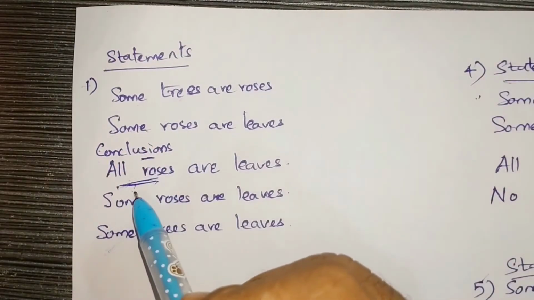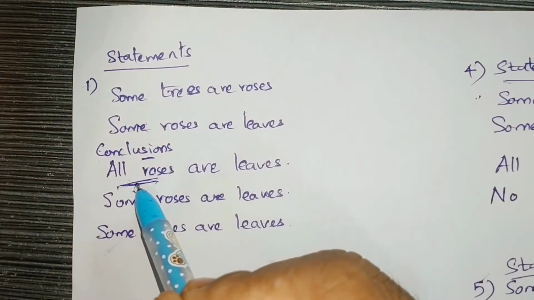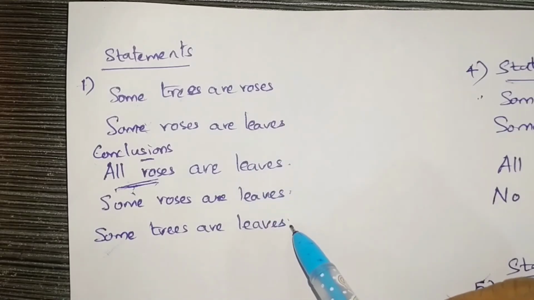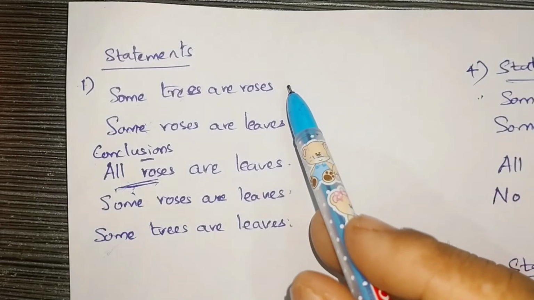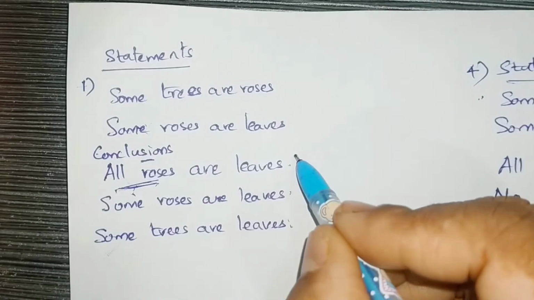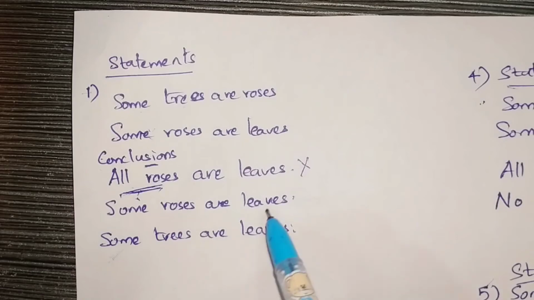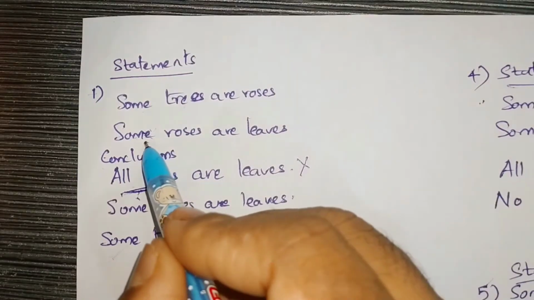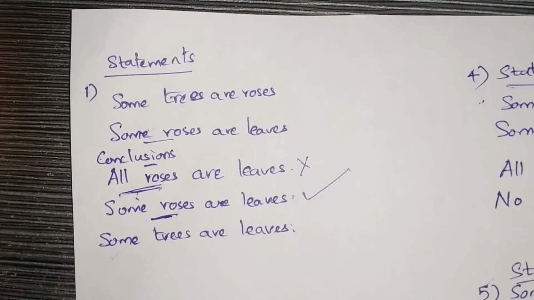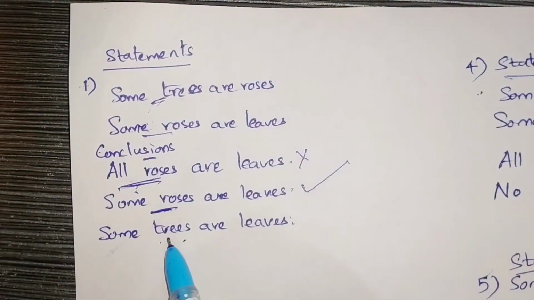Some is there, some can come. Some is there, some not can come. Some is there, all cannot come. Some is there, second conclusion, some we can get. Third one, some we can get. Let us check it now. Some trees are roses, some roses are leaves. All roses, so does not follow. By seeing itself, some is there, all will never come. Second one, some roses are leaves. It is a direct statement. Third one, some trees are leaves.